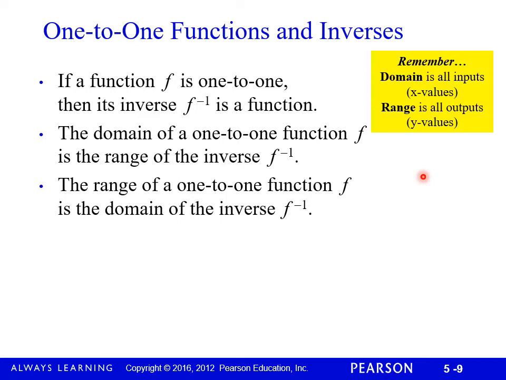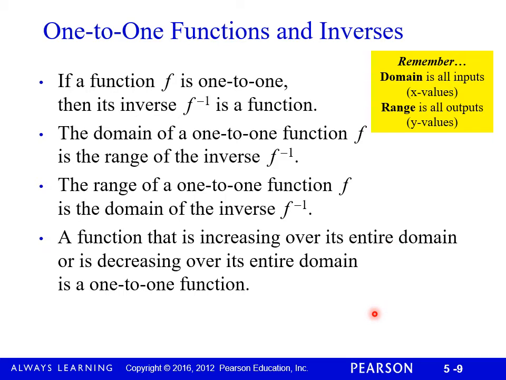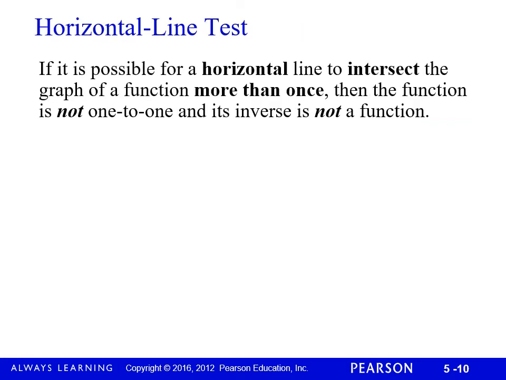So that makes some logical sense. The way we find an inverse is to swap the x and y values, so of course the domain and range are going to swap as well. A function that is increasing over its entire domain or is decreasing over its entire domain is a one-to-one function. So if it's constantly going up or constantly going down, it is a one-to-one function.